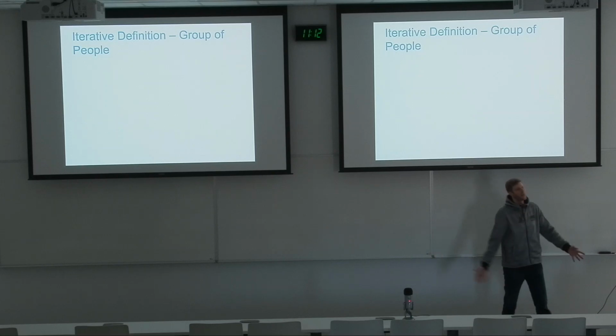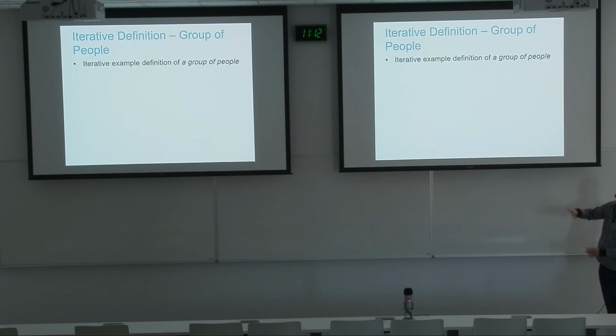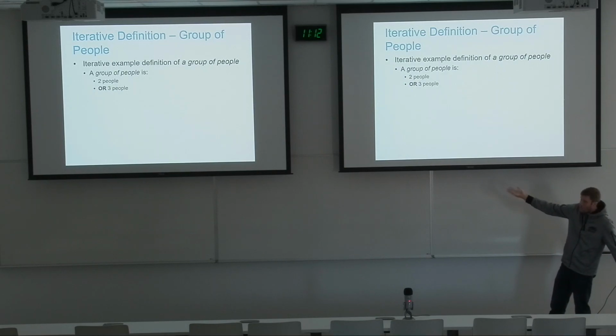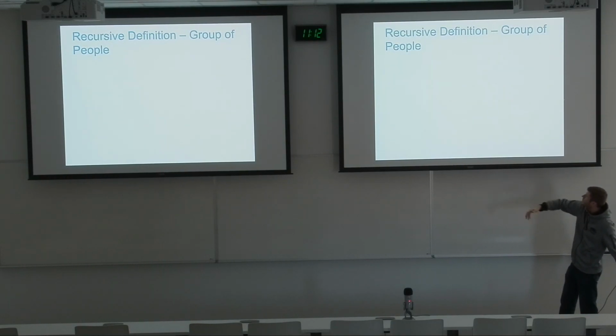We were talking about a group of people. We could define a group of people really simply, very iteratively, by saying, well, two people's a group of people, or three people, or four people, or five people, and so on. We can go on forever, like to infinity.